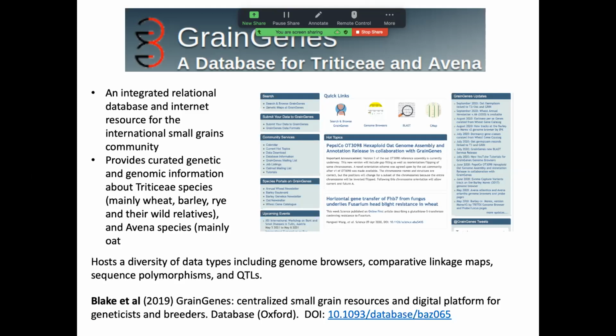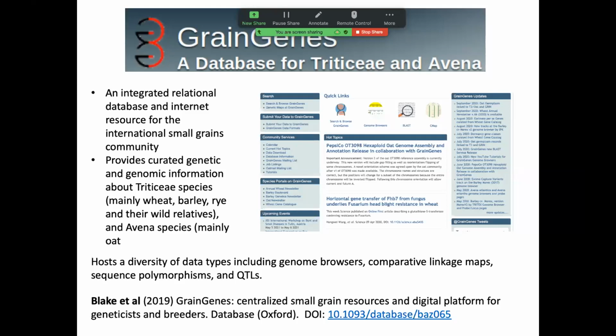database and internet resource for the international small grains community, and provides a large amount of curated genomic and genetic information about Triticeae species. I took a little screenshot there so you can see the front page, and we welcome people to come and visit the database. GrainGenes hosts a diversity of data types, including genome browsers, comparative linkage maps, sequence polymorphisms, and QTLs. So you can see that the data at GrainGenes is different than a lot of what we cover at Planteome. So it's very complementary.